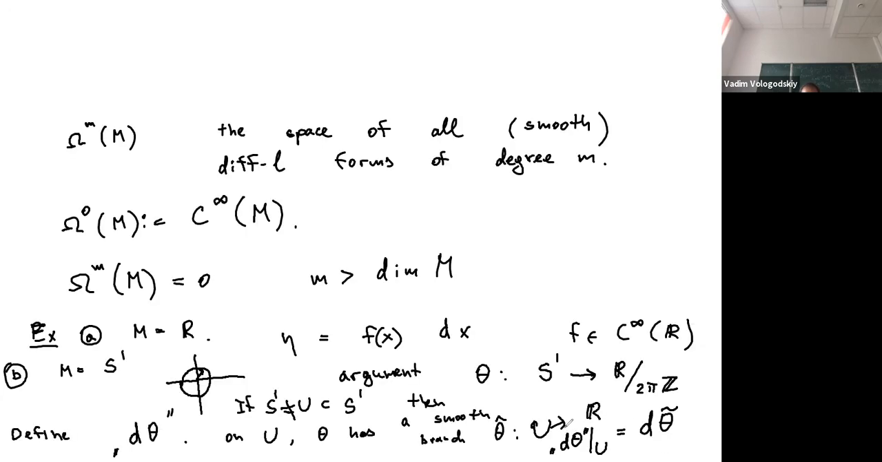So what you need to verify is that d of theta, if you choose another branch, well, suppose you have two branches, right, on U. Let's say that U is connected, say. Then any two smooth branches differ by a constant function. In general, it's going to be a locally constant function. So if U is connected, it's just constant.